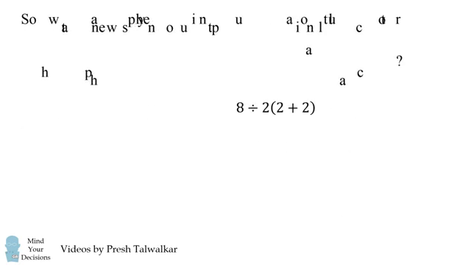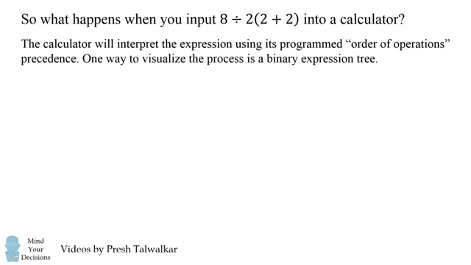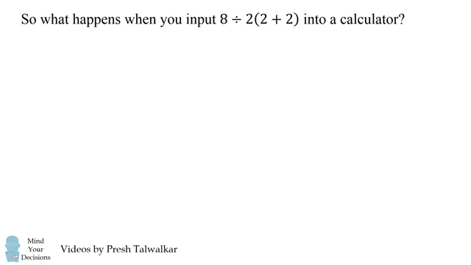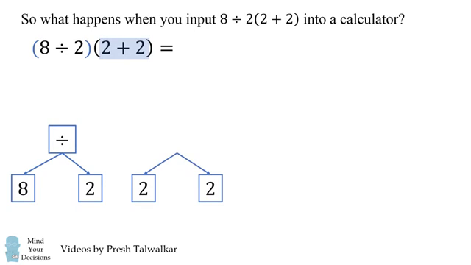So how would they parse this expression? What happens when you actually put this into a calculator? The calculator will use its own programmed order of operations, and one way to visualize this is a binary expression tree. So let's take this expression, and we need to parse it into just binary expressions, where we take 2 things at a time. Most calculators will do this. One subtree will be 8 divided by 2, another subtree will be 2 plus 2, and then finally we multiply these 2 results and we get the answer of 16.